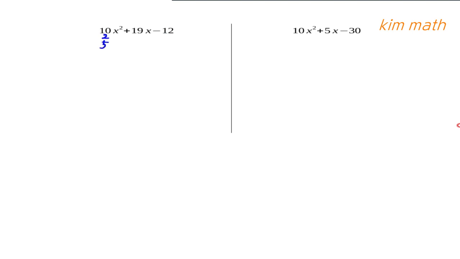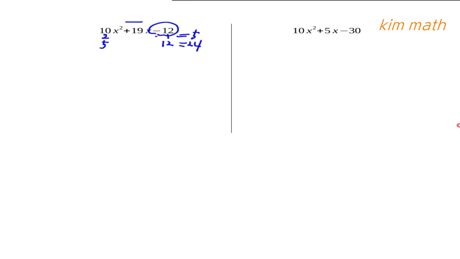Let me repeat all of this process one more time. 1 and 12, then 24, 5. Oh, wait a minute. 24, 5. I think this is possible. This is 5. This is 24. This is negative 12. Now, one number must be negative, but the sum must be positive 19, right?